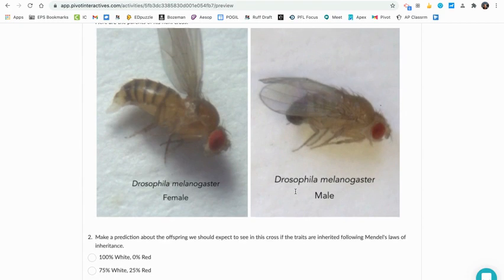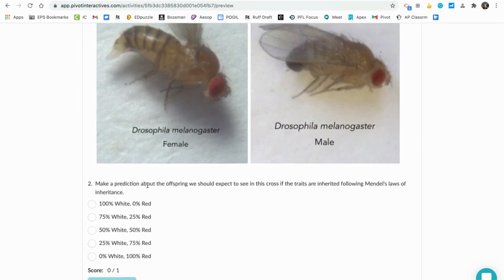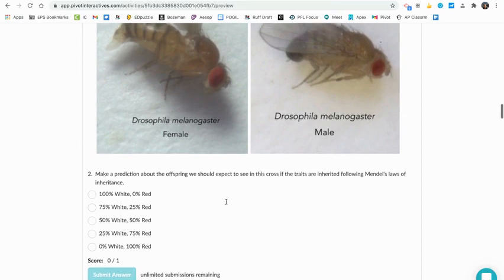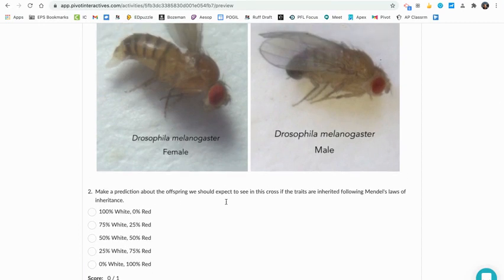Fruit flies don't care. So you're going to make a prediction about the offspring we should expect if the traits are inherited following Mendel's laws. So if there's no sex-linked trait, you do a real quick Punnett square.